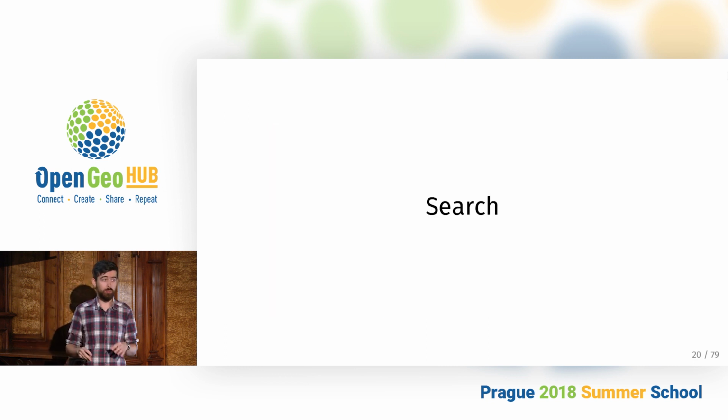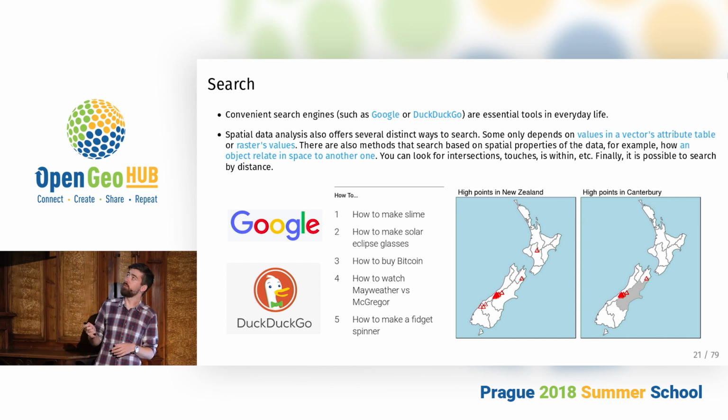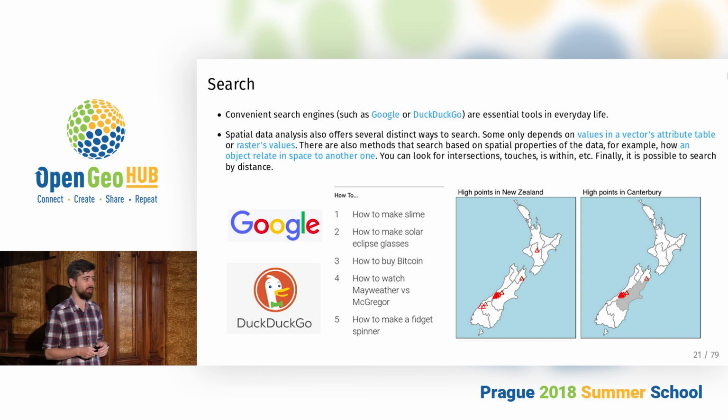Okay, so let's go to the 4 main types of analysis you can do in GeoPAT 2. The first one is search. Probably everybody searches for stuff on a daily basis, and Google gives you some summary of what was the most popular thing that was searched last year. So people want to know how to create solar eclipse glasses and so on. Also in our Geocomputation with R book, we mention a lot of spatial searches.